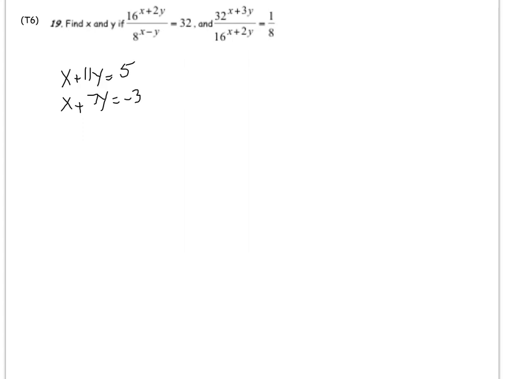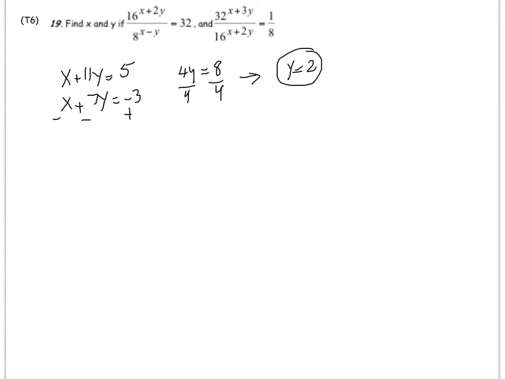Okay, so I decide to use elimination, which seems simple enough. Since x in both equations has the same coefficient, I'm going to subtract equation 2 from equation 1. So I change the sign here to the opposite, and then I add. x minus x gives me 0. 11y minus 7y gives me 4y. And 5 plus 3 gives me 8. Divide by 4. So from here I get y is equal to 2.